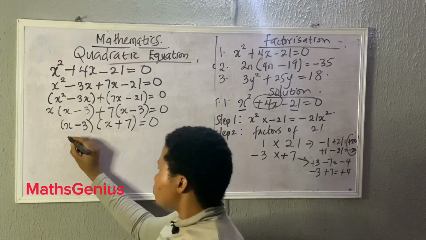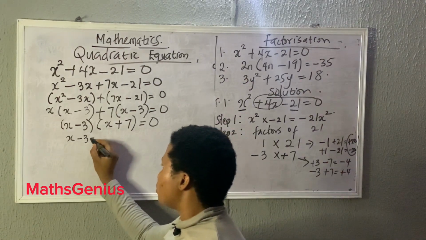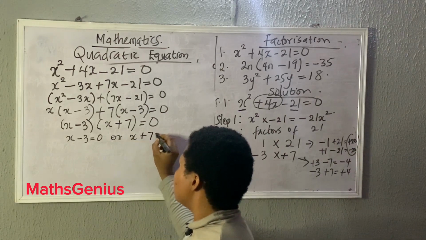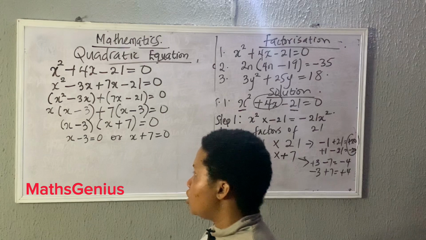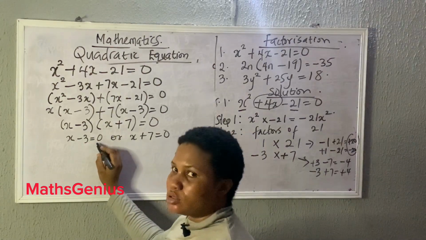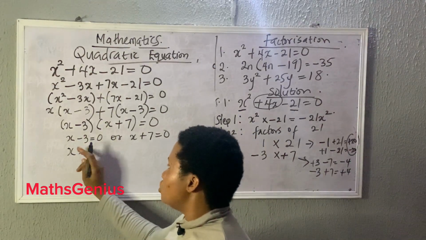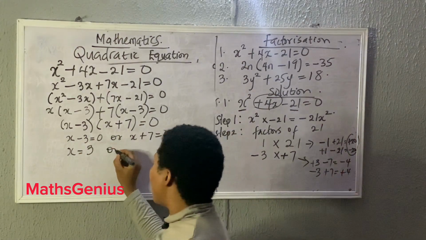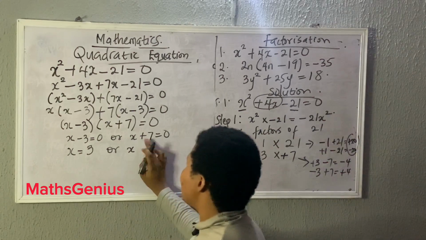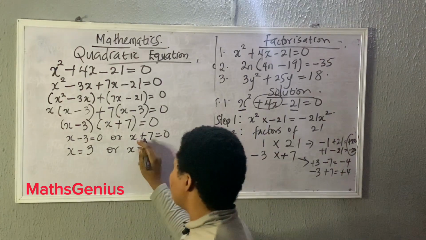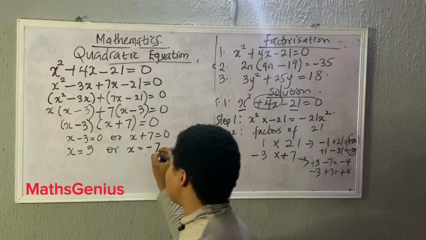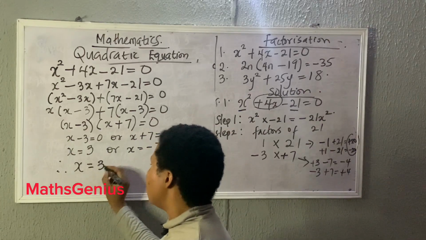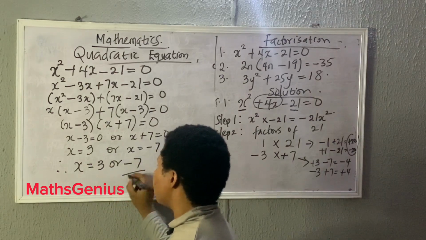Now proceed. x minus 3 equals 0, or x plus 7 equals 0. For x minus 3 equals 0, taking this to the right hand side, we have x equals plus 3. Or x plus 7 equals 0, taking this to the other side, we have minus 7. So therefore, the value for x is 3 or minus 7.